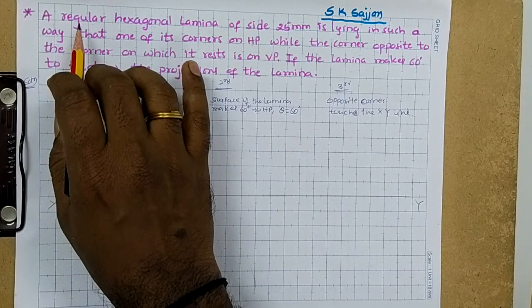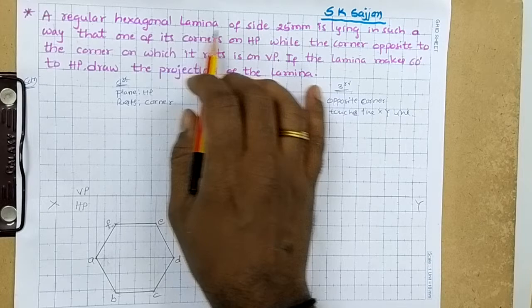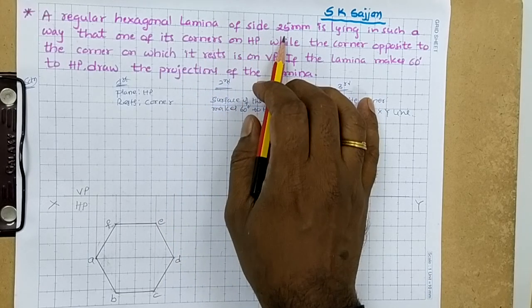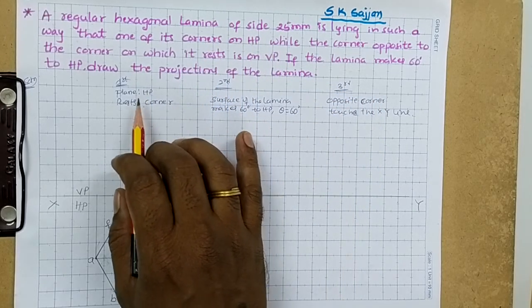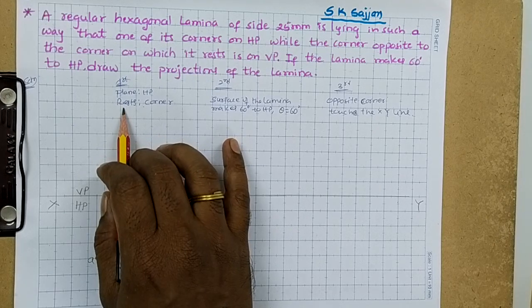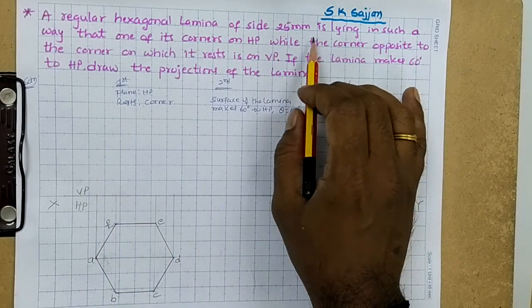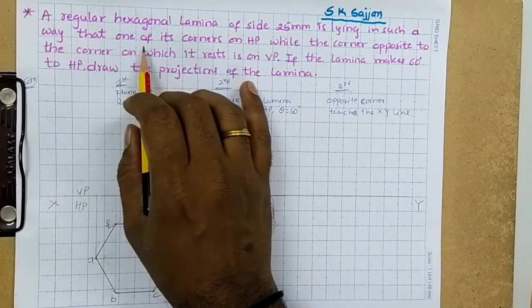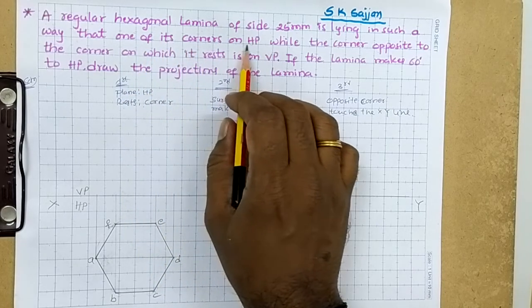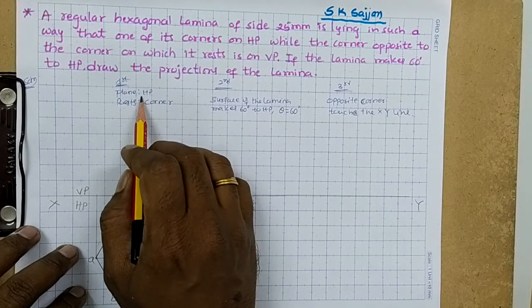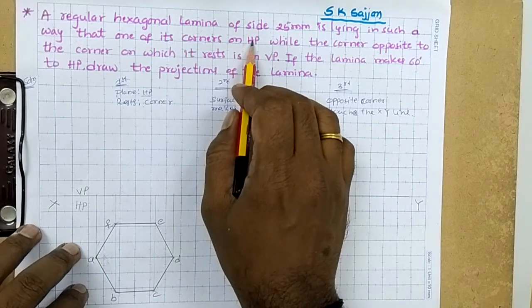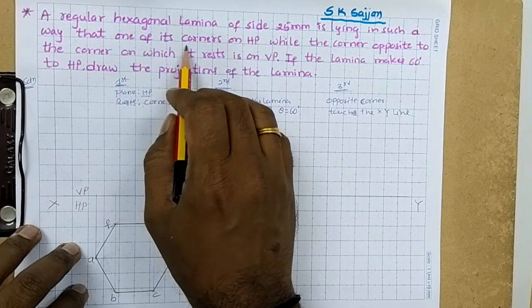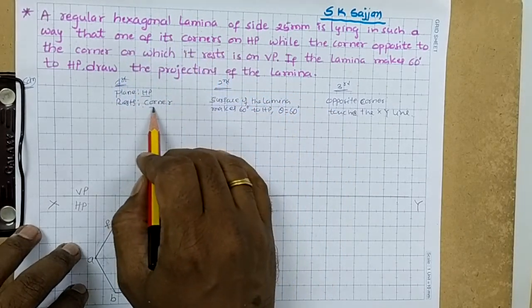The given lamina is a hexagonal lamina of side 25 mm. For the first portion we need to find out the plane of projection and how it rests on that plane. Lying in such a way that one of its corners is on HP, the plane of projection is HP. How does it rest on HP? One of its corners is resting.